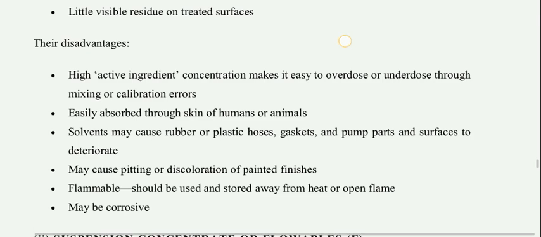Their disadvantages: high active ingredient concentration makes it easy to overdose or underdose through mixing or calibration errors. Easily absorbed through skin of human or animal. Solvent may cause rubber or plastic hoses, gaskets, and pump parts and surfaces to deteriorate. Because this is a bit more strong, so deterioration risk is always there. May cause pitting or discoloration of painted finishes. Flammable, should be used and stored away from heat or open flame.